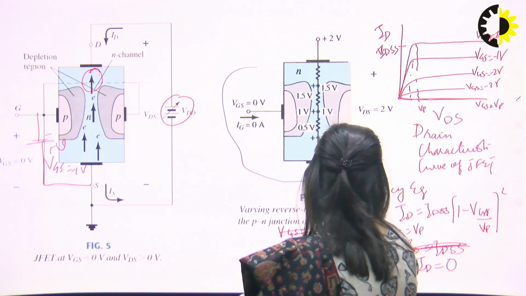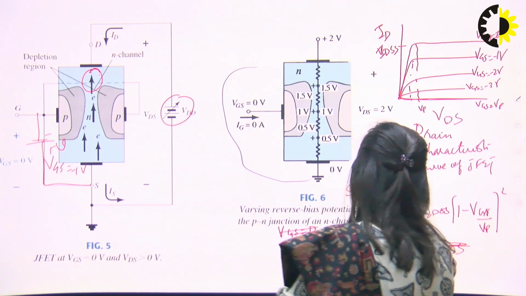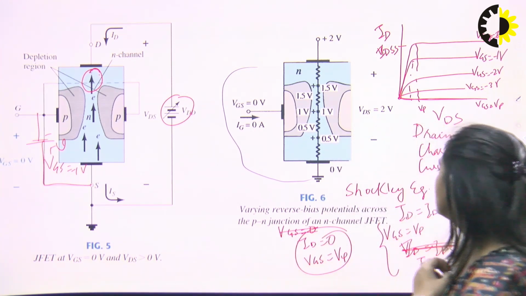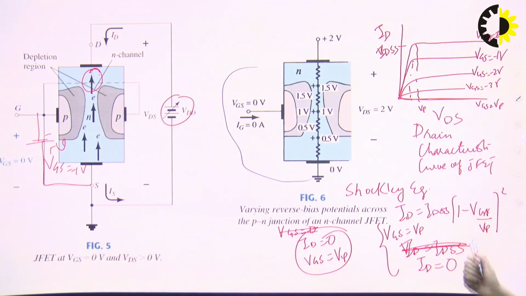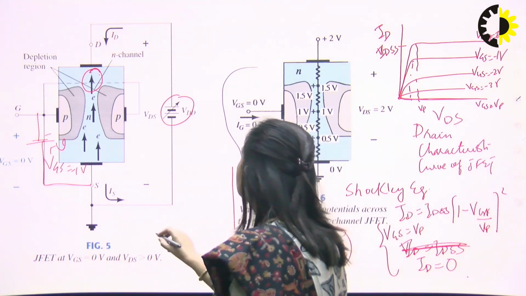And if ID is equal to 0, then VGS is equal to Vp. So these two things will be there. Shockley equation is ID is equal to IDSS times (1 minus VGS upon Vp) whole square. If we put VGS is equal to Vp in this equation, then ID will be equal to 0. And if we put ID is equal to 0, then VGS would be equal to Vp. So from this we can plot this graph.